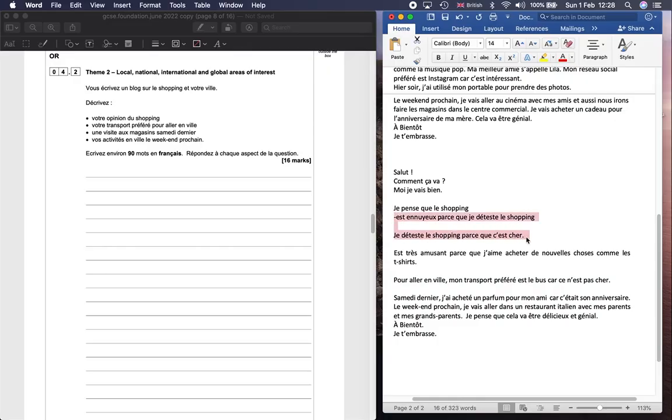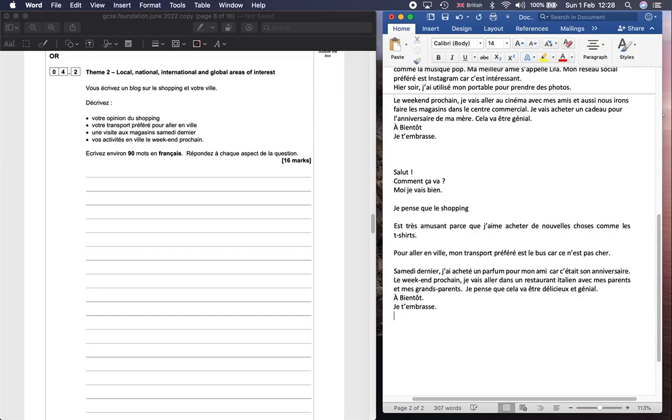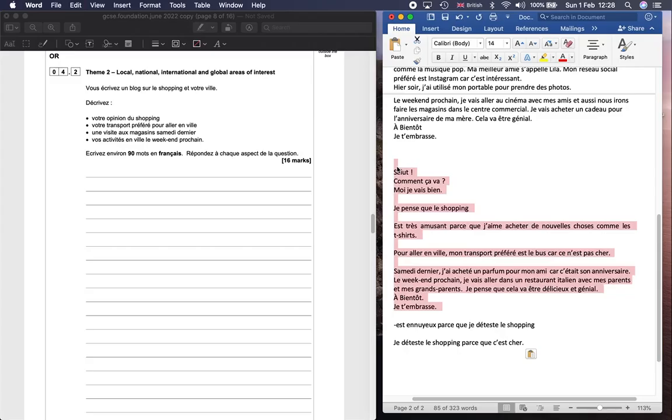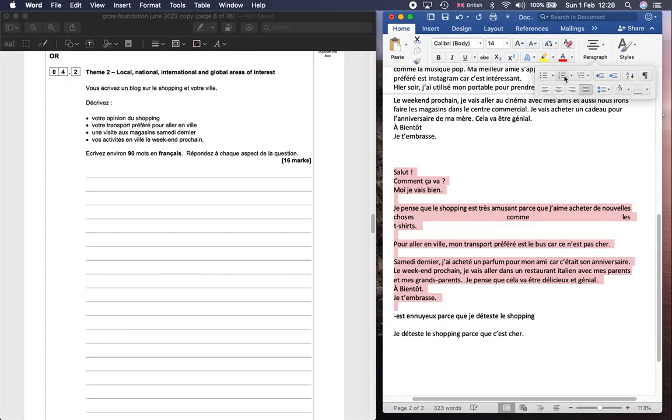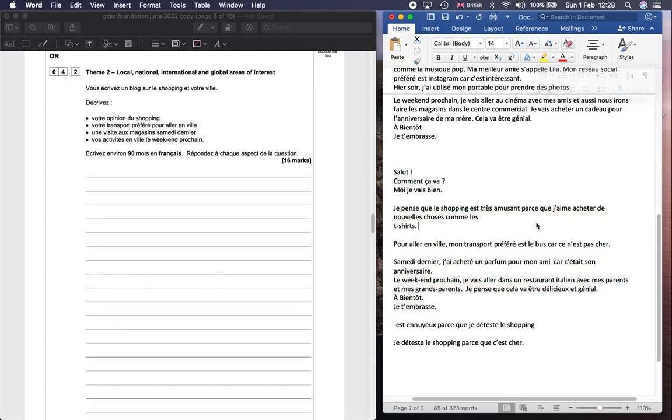And here is 110, but I guess if we take these two options, let's see if we have 90 words. 85 words. Okay, so je pense que le shopping est très amusant. So we need 5 more words. What can we say? J'aime acheter de nouvelles t-shirts et... Alors, so we can add more items here. Je pense que le shopping est très amusant parce que j'aime acheter de nouvelles choses comme les t-shirts.